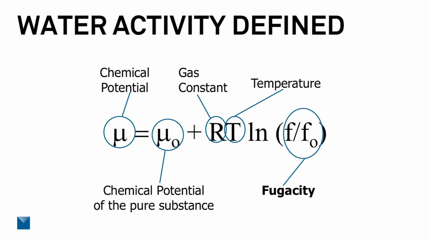Now, mu sub A, which is this first term here, is the chemical potential of a pure substance. So for our case, this would be pure water. R, the gas constant, is a constant, and T, temperature, is held constant as well. The only thing that's really dependent here to determine the energy of the water is this last term here, called fugacity.